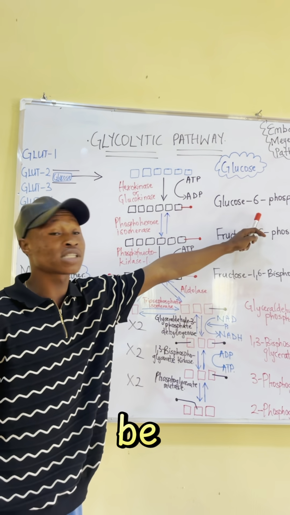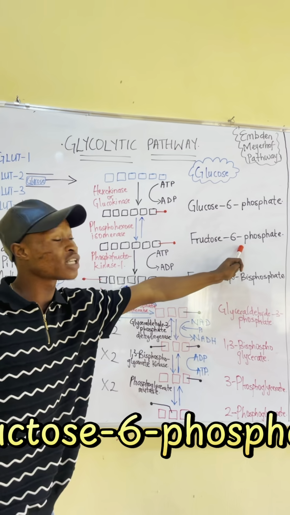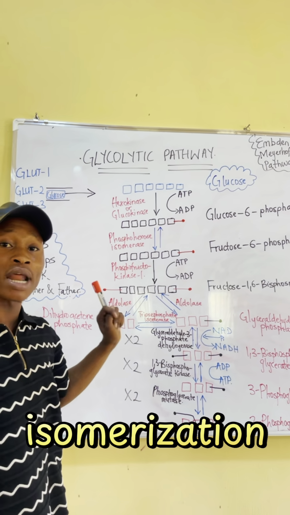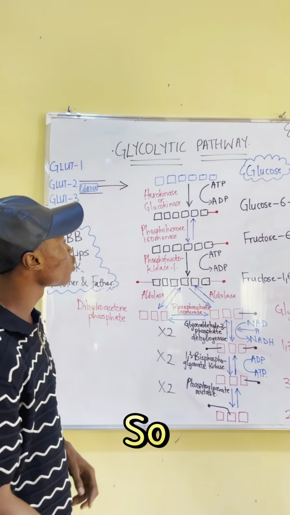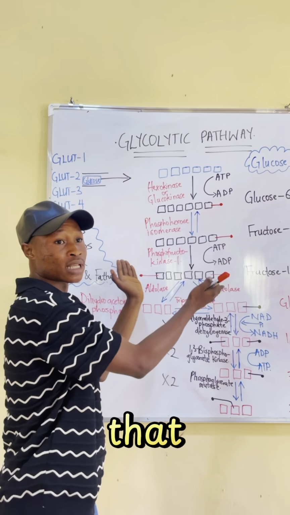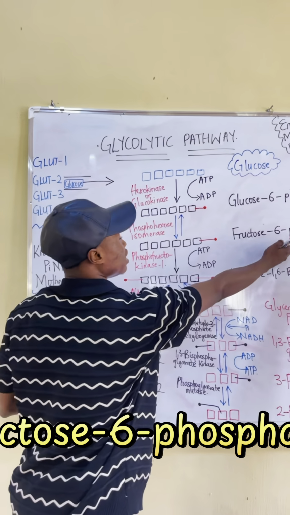So glucose 6-phosphate will be converted to what? Fructose 6-phosphate. They are what? Isomerization reaction. So it's the same thing, but just that it has been isomerized to what? Fructose 6-phosphate.